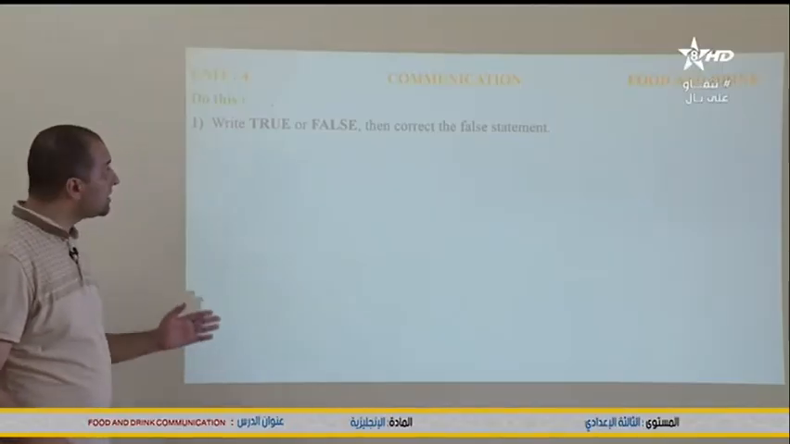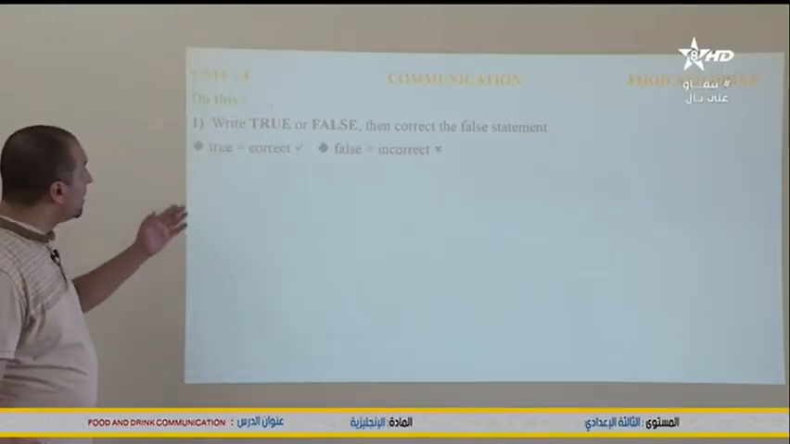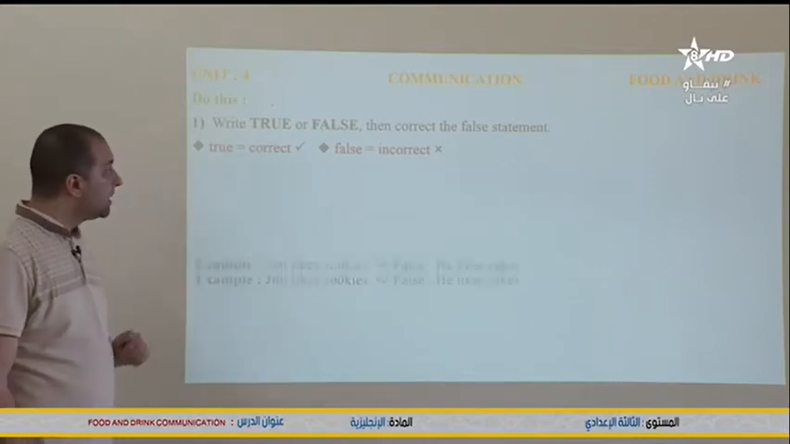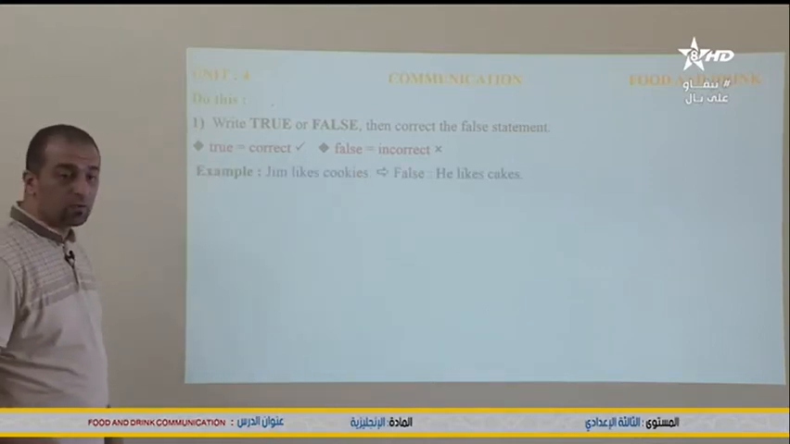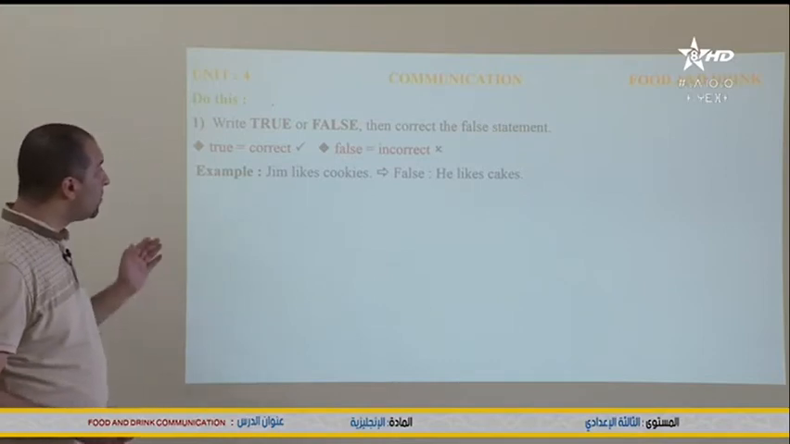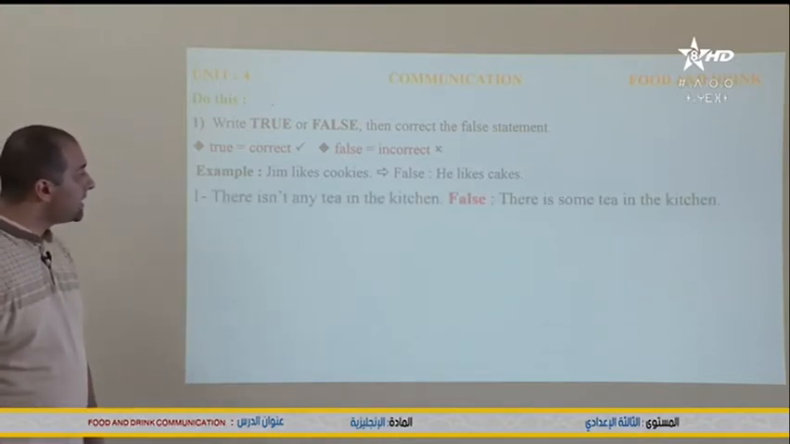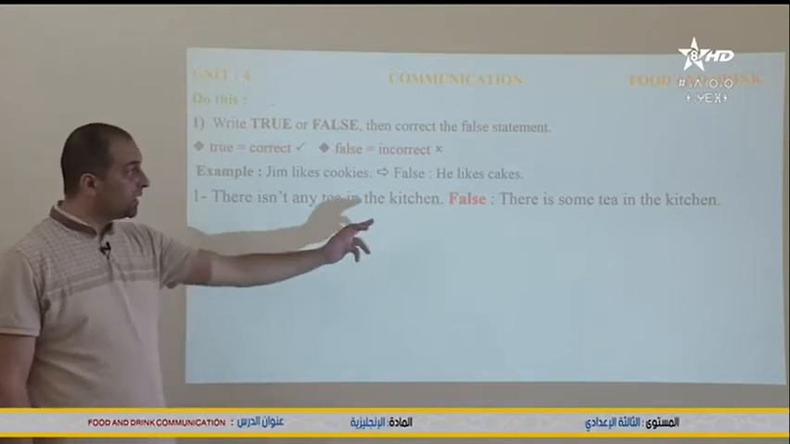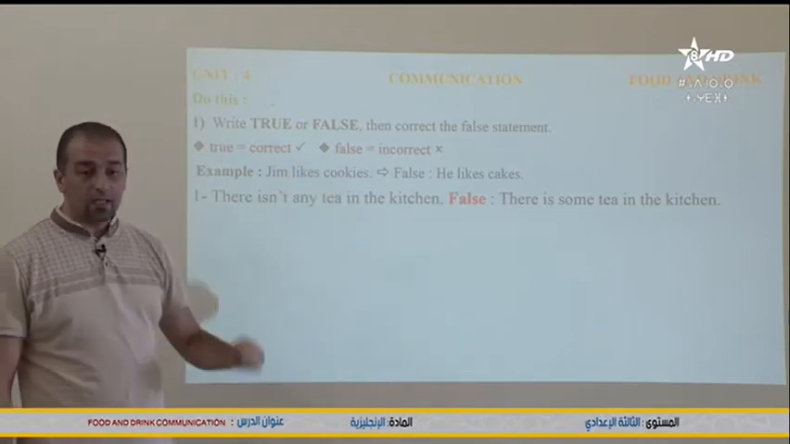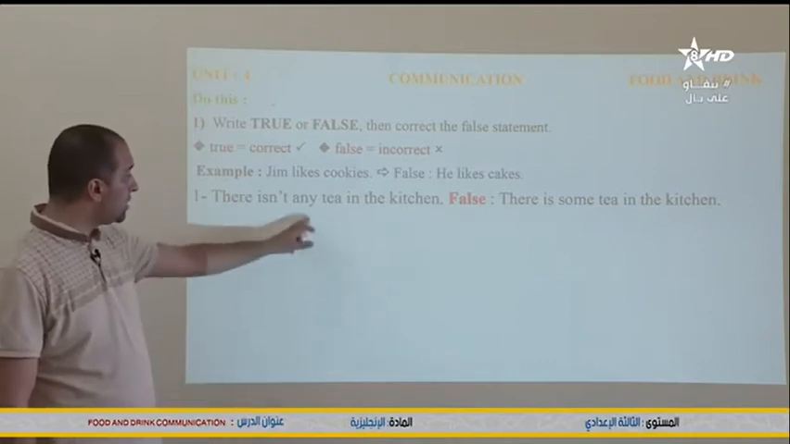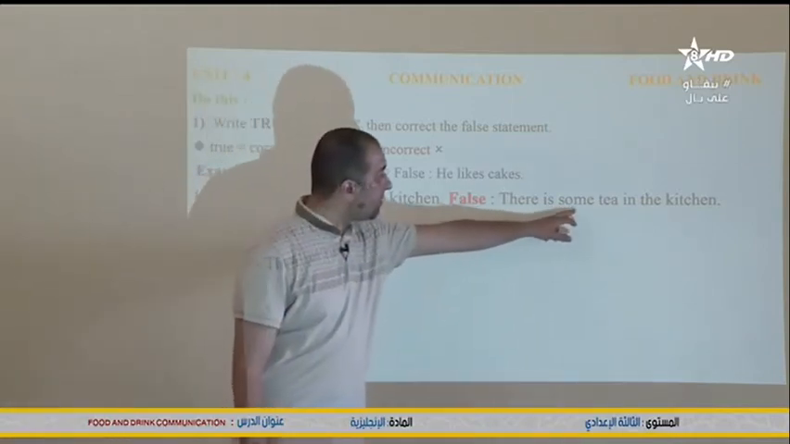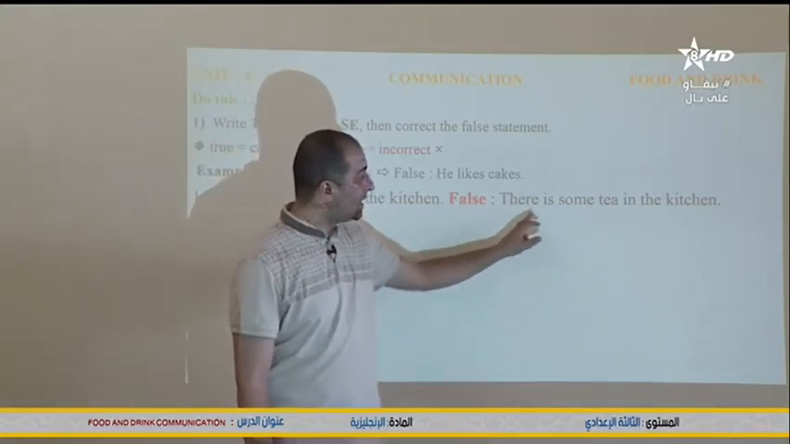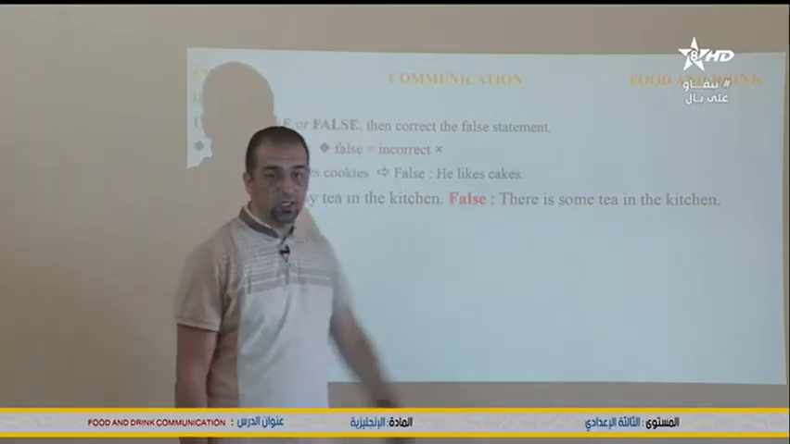Now, let's correct exercise 1. True means correct, false means incorrect. And of course, this is the example which is given to you. So, number 1. There isn't any tea in the kitchen. It's false. There is some tea in the kitchen. Now, we change any with some, and the negative form with the affirmative form. There is some tea in the kitchen.